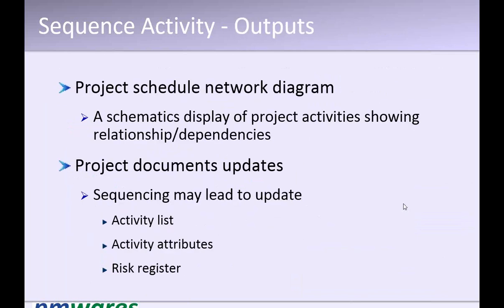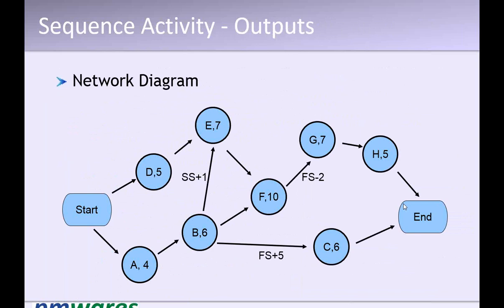When we apply these leads and lags and start to start, finish to start, the same network diagram looks like this. So here we have applied between E and B SS +1, so there is a lag of 1 day, and the relationship is start to start. Here the relationship is finish to start, but there is a lead of 2 days. Here between B and C, the relationship is finish to start with a lag of 5 days. That means C will start 5 days after B finishes.